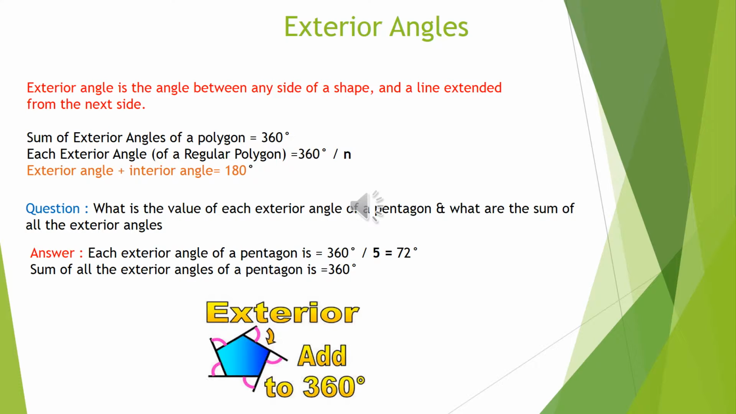Correct. Each exterior angle of a pentagon is 72 degrees. The sum of all the exterior angles of a pentagon equals 360 degrees.